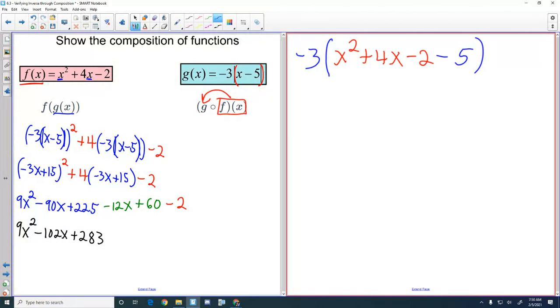So that part in red, that was the only x in our g of x function. But I took out the x and I plugged in the entire f of x function in its place. Yeah?